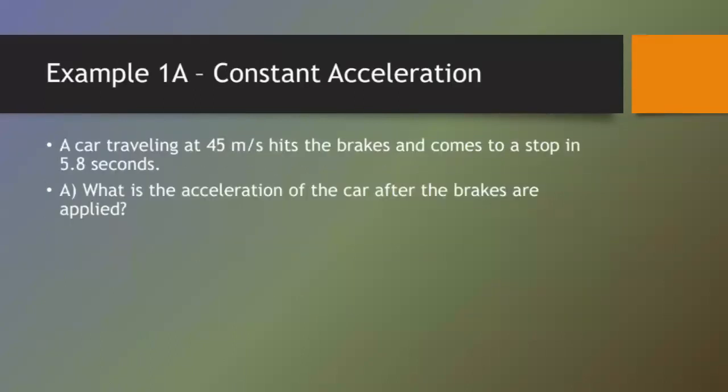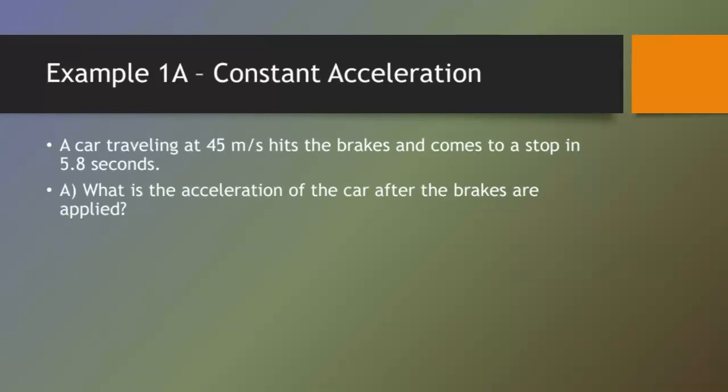So let's discuss for just a moment how objects move. Remember that in all of these examples, we're going to have a constant acceleration. That's going to be important. So a car's traveling at 45 meters per second, and it hits the brakes and comes to a stop in 5.8 seconds. What's the acceleration of the car after the brakes are applied? Well, for all of these problems, you're going to want to use those kinematic equations, those three equations. You just have to figure out which one's the easiest one to use.